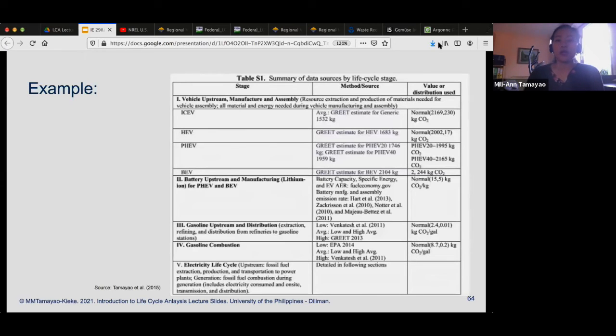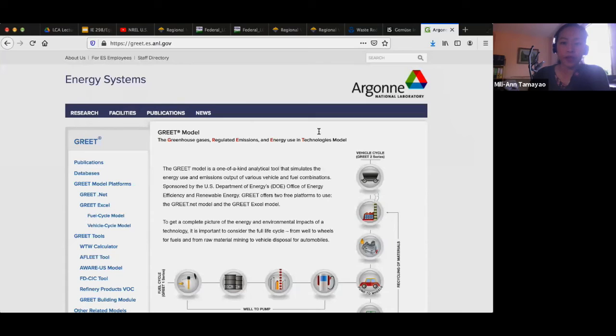So let's look at this example. This is a summary of data sources by life cycle stage from the LCA work that I and my advisors did on electric vehicles. You can see here the different life cycle stages, the method and source, and then the value or the distribution that was used. As you can see here, the sources or the methods are varied. You see here information from GREET. GREET is a model, and it comes with the software.